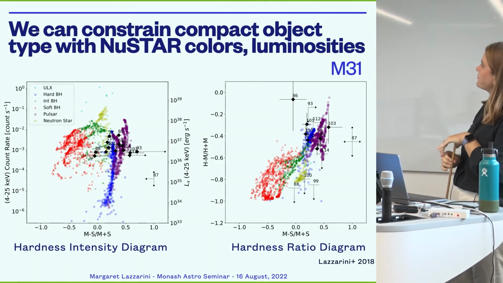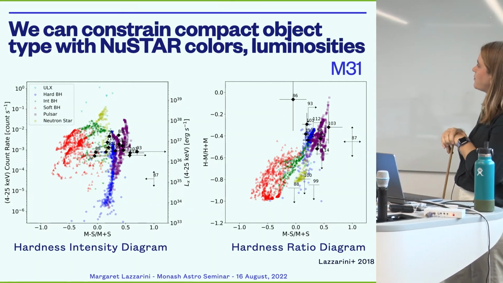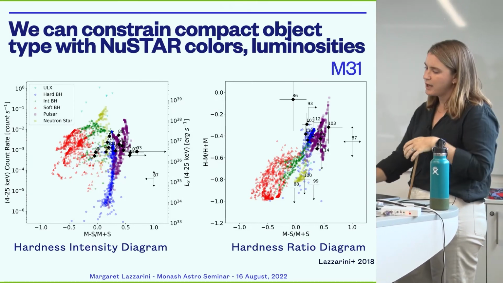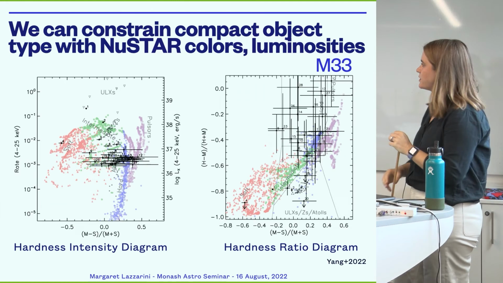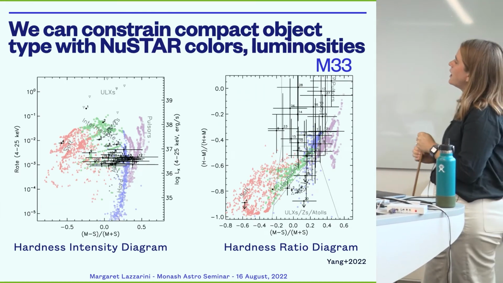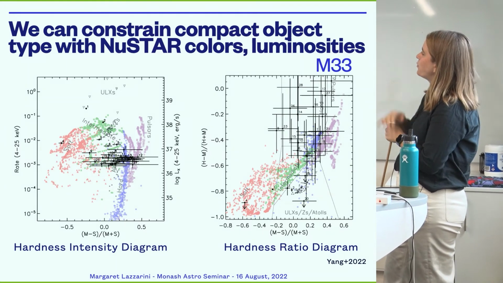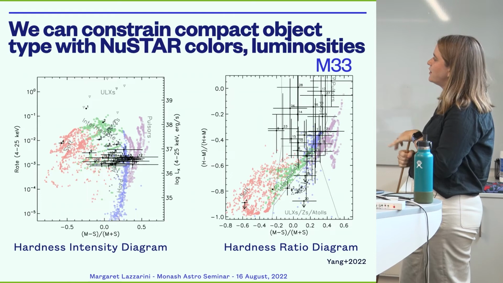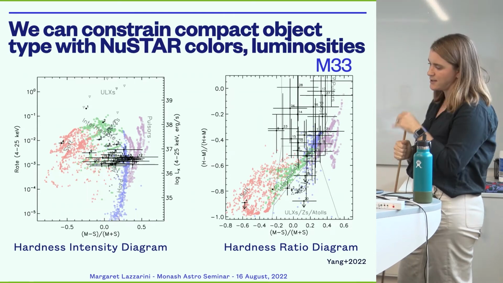So this is work that I did for the subset of our sources in M31 that had NuSTAR coverage. And this work has also been recently published in M31 by Jun Young et al., showing what are the likely compact object types for these sources based on their hardnesses and intensities.